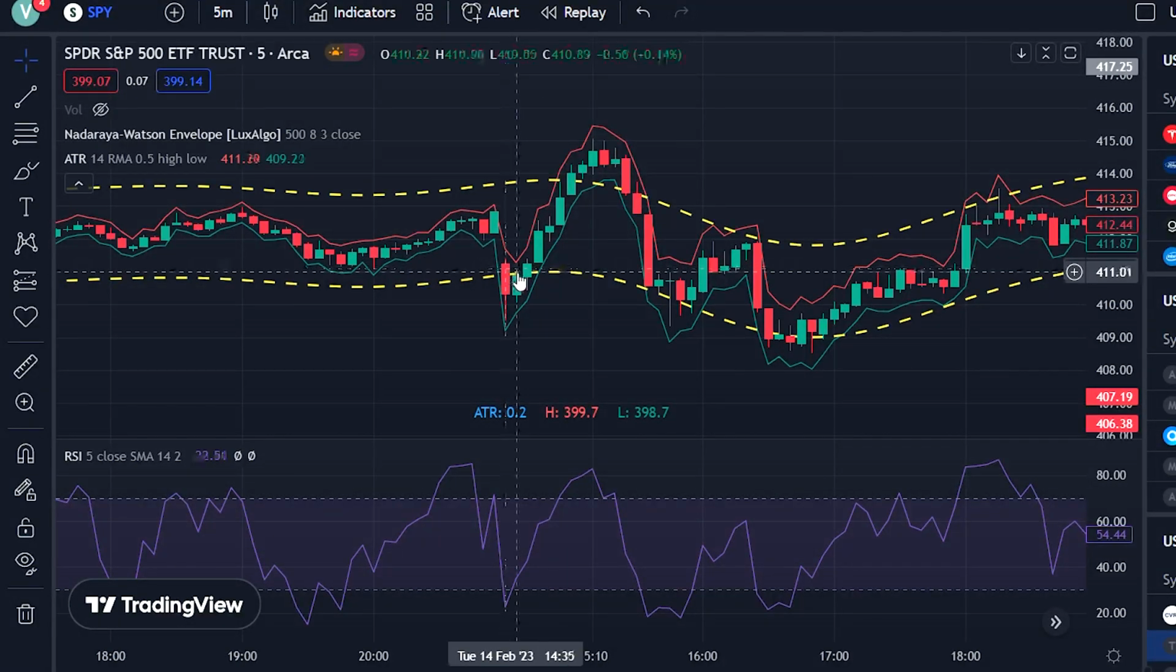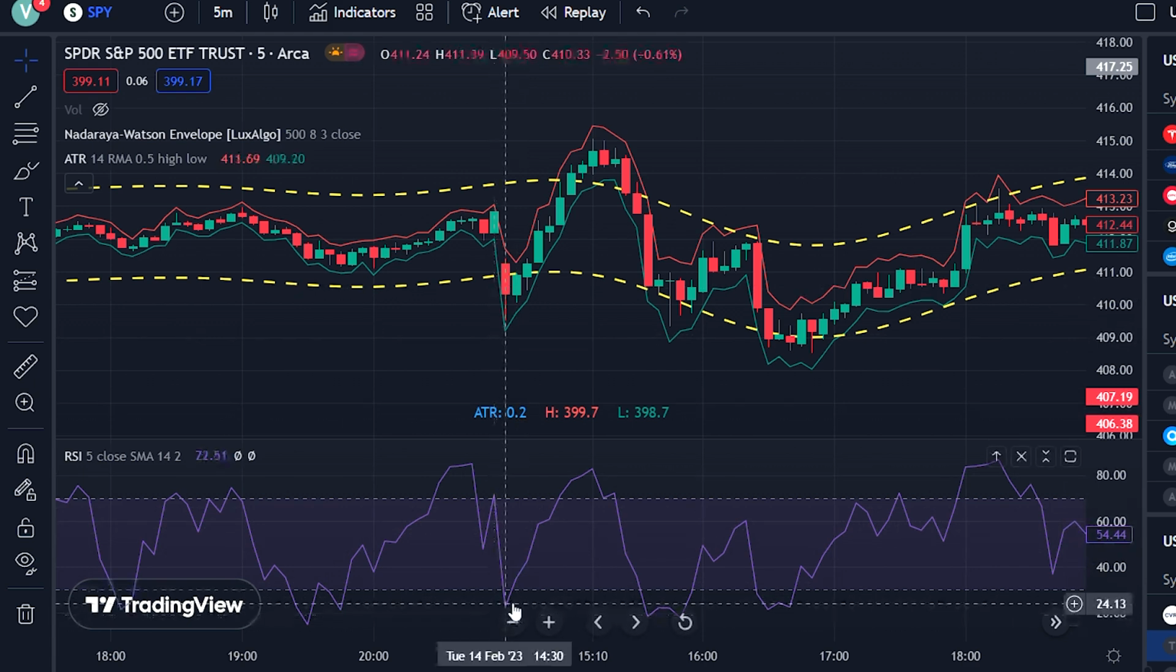At the same time, for confirmation, you want to make sure the RSI is oversold. It's underneath the 30 line, at the bottom. It's below the 30 level.